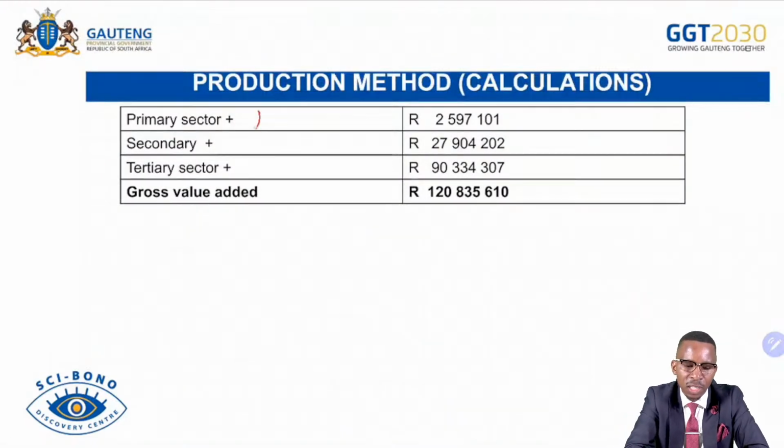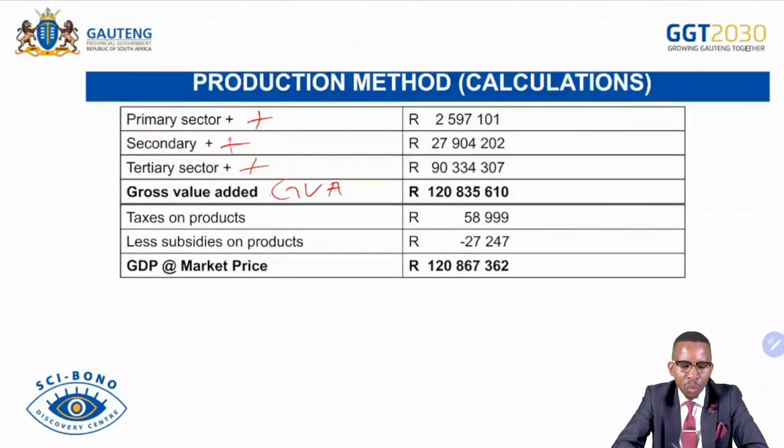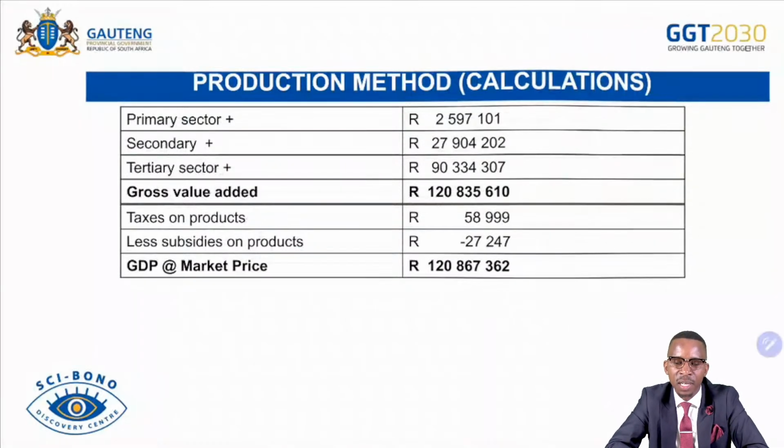And then here is our production method being calculated. Primary sector is positive, secondary is positive, as well as tertiary is positive. We get what we call the GVA, or gross value added. And then we continue. We add taxes on products, we minus subsidies on products. Then what do we get? GDP at market prices, bracket P, the production method. That is our production method being calculated here.